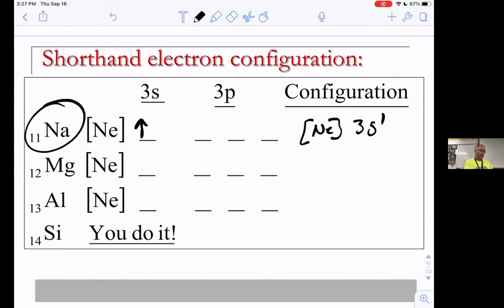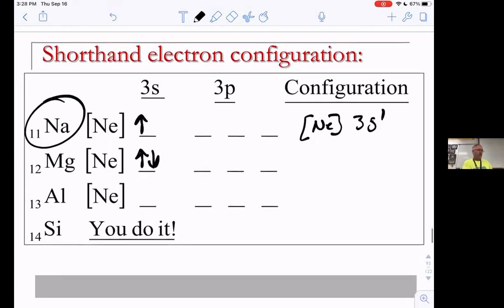If I were assigning electrons in this orbital diagram, each one of these blanks represents an orbital. The s has one, the p's have three, of course. Magnesium just has two beyond neon, so I would do an arrow up and an arrow down to represent those two electrons. If I wrote its electron configuration, it would be neon 3s2. I'm having issues with my brackets.